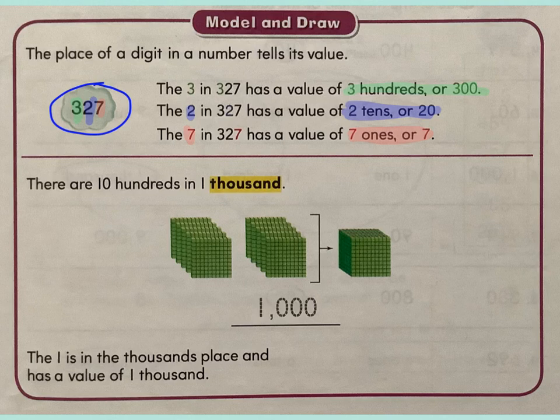Now, when we have 10 hundreds or 10 hundred blocks, those add up to 1,000, which is this big block. So 10 of these, 10 hundred blocks, equals 1,000 block. It's the same thing. It's the same amount. The 1 is in the thousands place and has a value of 1,000 in this number. Go ahead and trace over it.